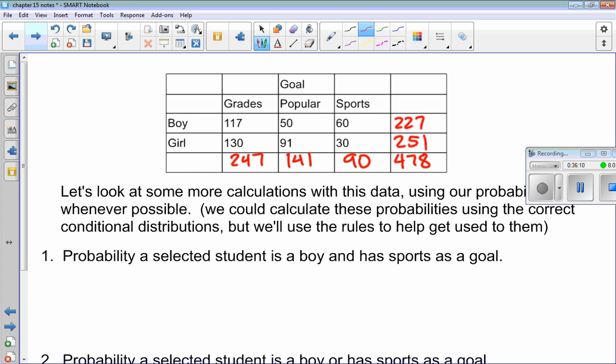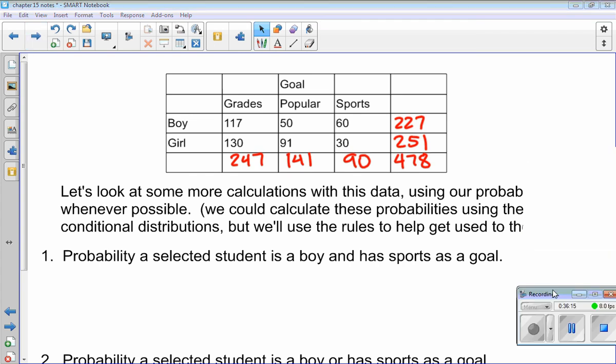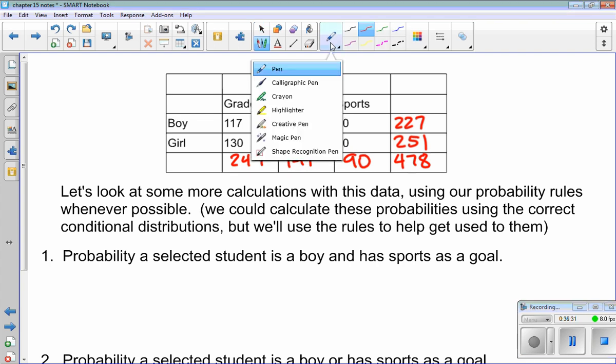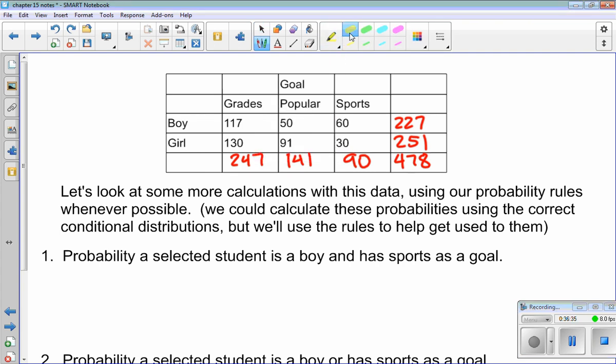Okay, sorry. So let's look at some more calculations with this, using our probability rules when possible. What is the probability that a selected student is a boy and has sports as a goal? So what's a key word? "And." I really want you to think about keywords here. We know the word "both" means Venn diagram. We know the word "and" means multiply. What we're multiplying maybe works. When we have a contingency table, we can use the contingency table a little easier.